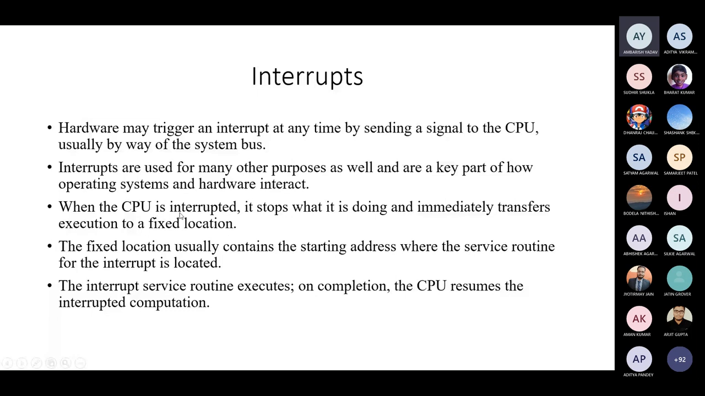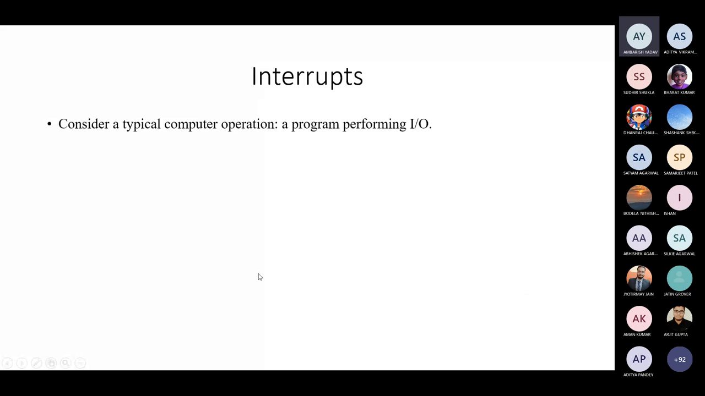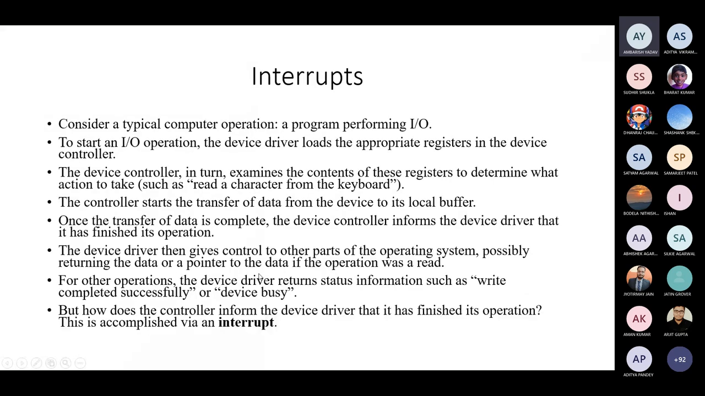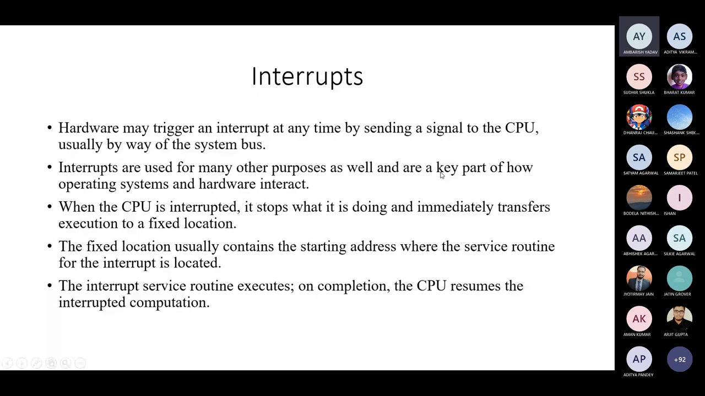So how operating systems and hardware interact: the device controller informs the device driver using interrupts, and interrupts are also used for many other purposes. The key part is how operating systems and hardware interact with each other. So something like this, interrupts will happen. This is the interrupt-driven input output cycle.